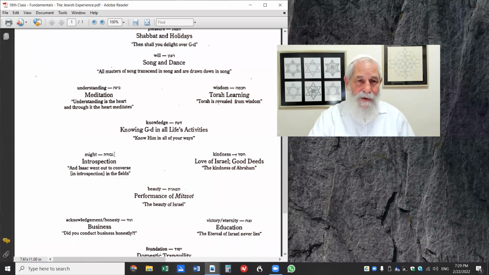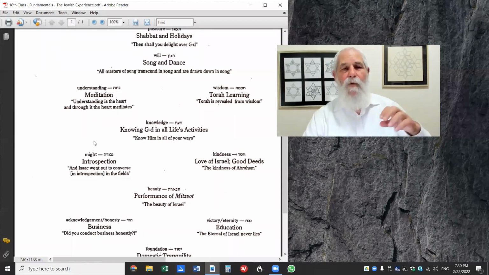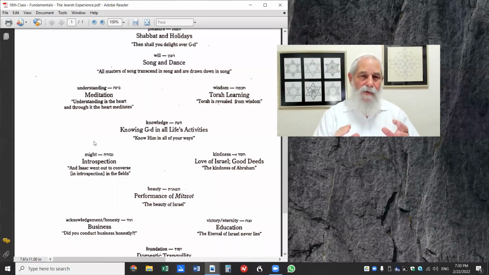In Gevura, so this is called introspection. Now, obviously, you see Gevura is under Bina. And so introspection, we'll call it the other side of the coin of meditation. But here, it's also connected to more than just meditation. It's also what's called cheshbon nefesh, a personal accounting of who we are, where we're going in life, what is our relationship with God, what is our relationship with other people. And this comes from a pasuk.